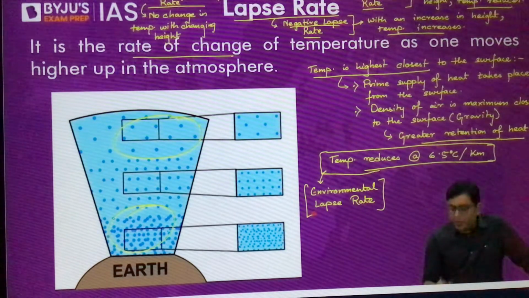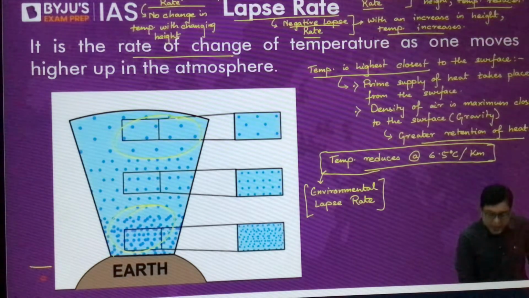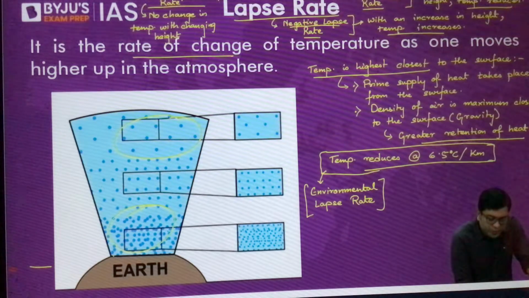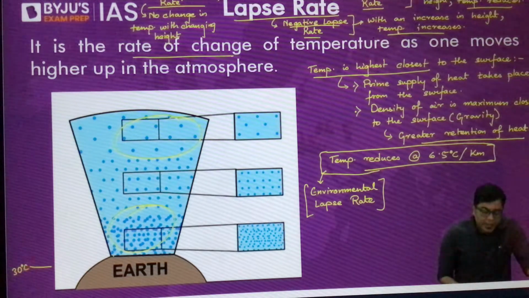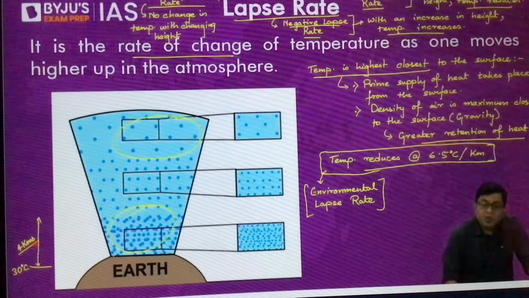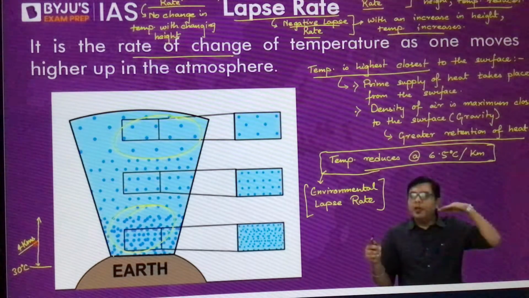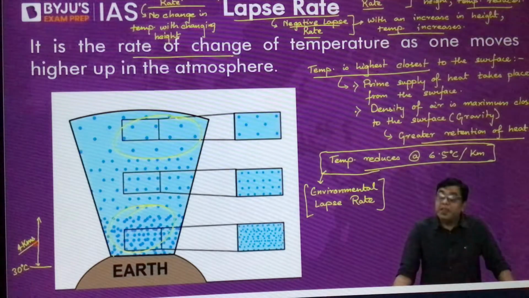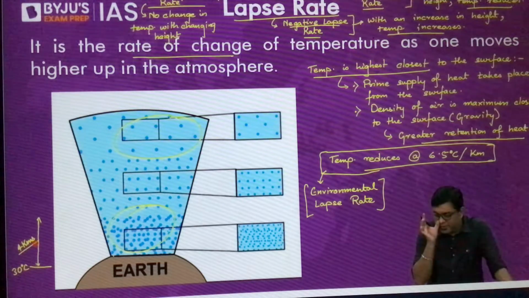Okay, so for example, suppose you are near the ground surface, and let's assume that the temperature is 30 degrees Celsius. Now, if you were to move 4 kilometers higher up in the atmosphere, the air is not moving, you are moving, to experience the temperature in that region. What will be the temperature at a height of 4 kilometers? Let's see how many of you have the answer.